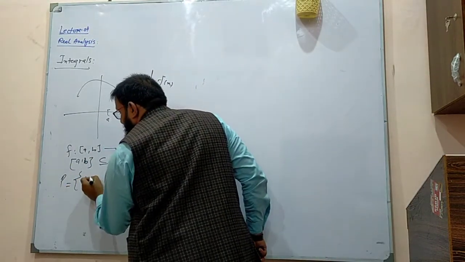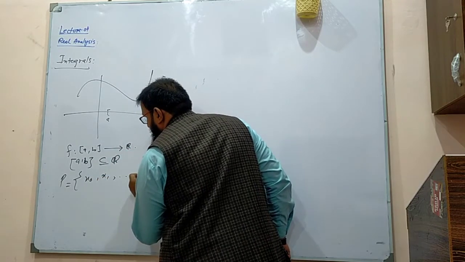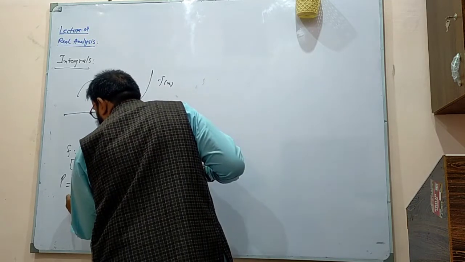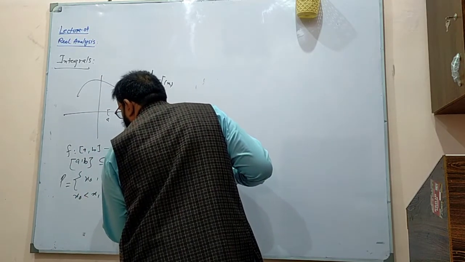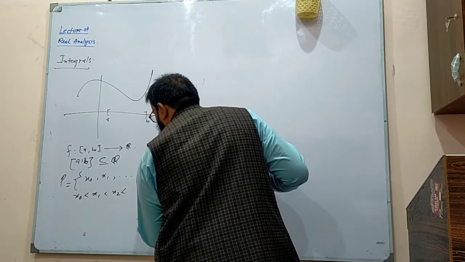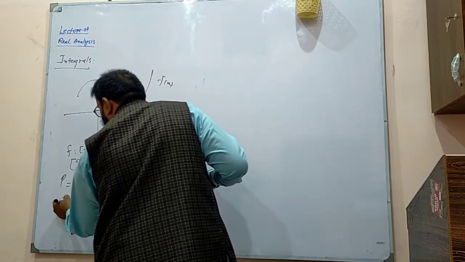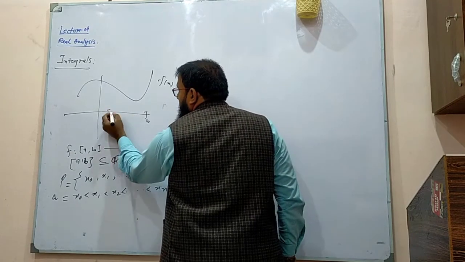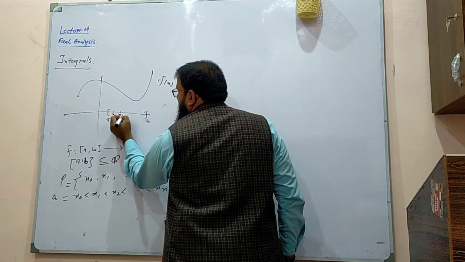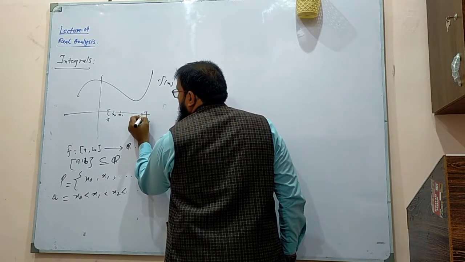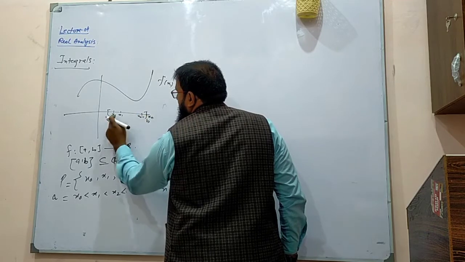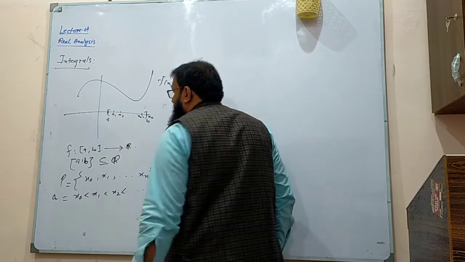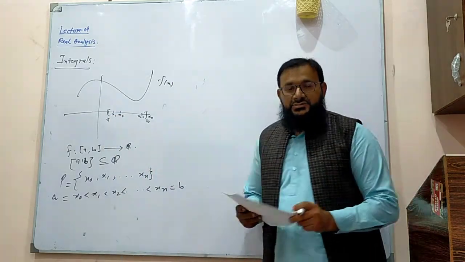It is a set of values x0, x1 up to xn, such that x0 is less than x1, less than x2, up to xn. xn is exactly b and x0 is exactly a. This is what I call the partition of my interval. So this is my interval. I am defining some x0, x1 up to, let's say, xn minus 1, and this is exactly xn. This is x0, this is x1, this is x2, and so on. This is the partition of my interval.